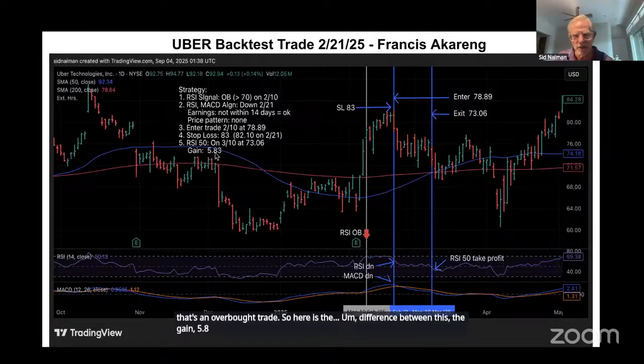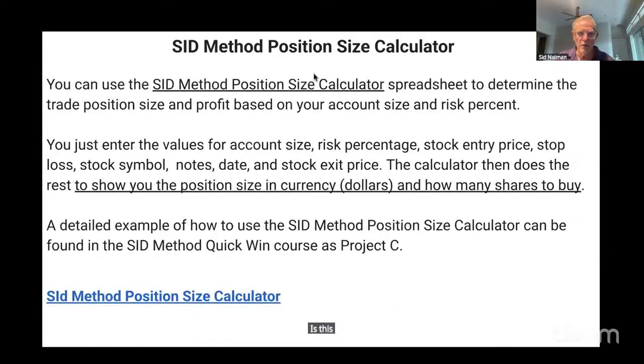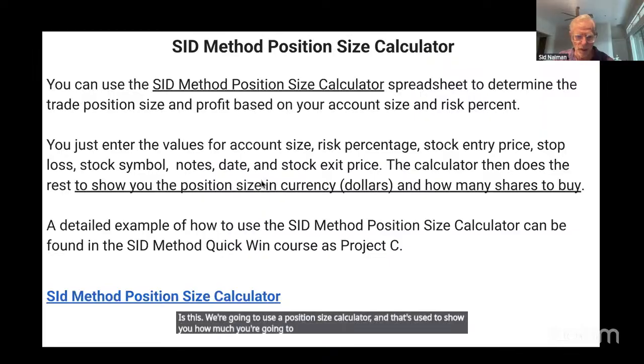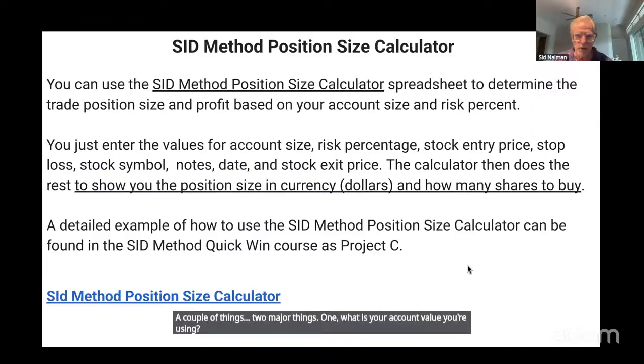So what's missing on this is, well, Sid, that's a nice trade, but how many shares do I buy? How much money do I spend? Well, this doesn't tell you that, but what will is this. We're going to use a position size calculator, and that's used to show you how much you're going to spend, how many shares to buy. And it's based on a couple of things, two major things. One, what is your account value you're using? And number two, what's the risk amount?